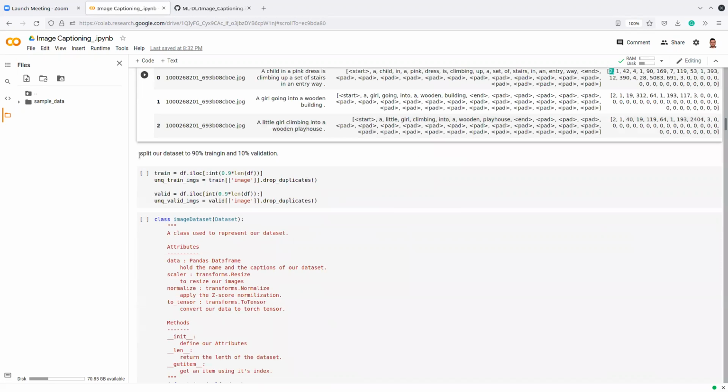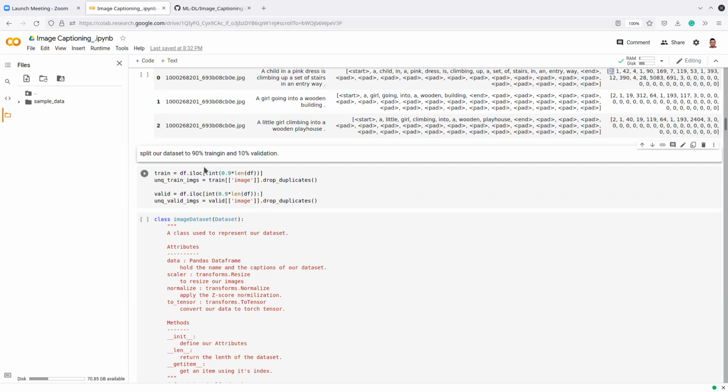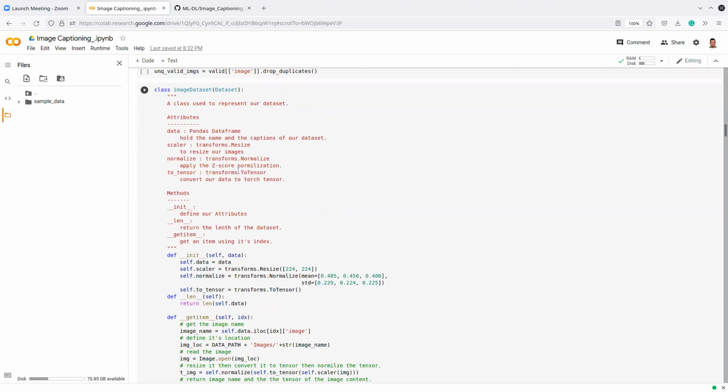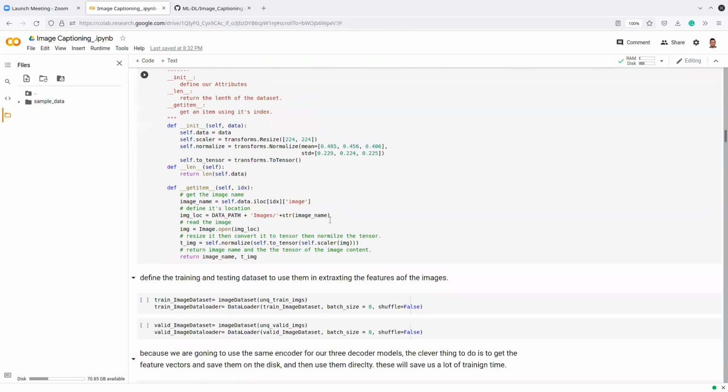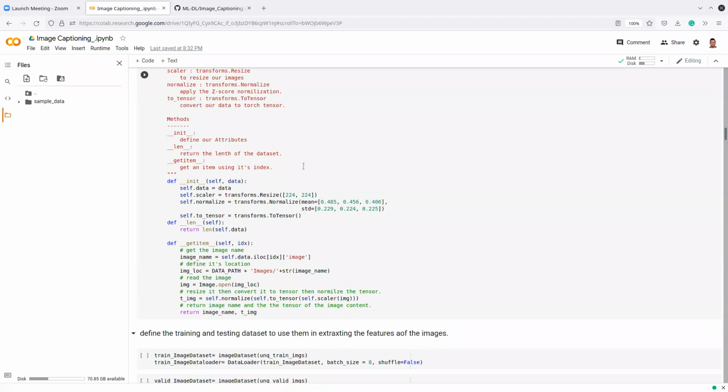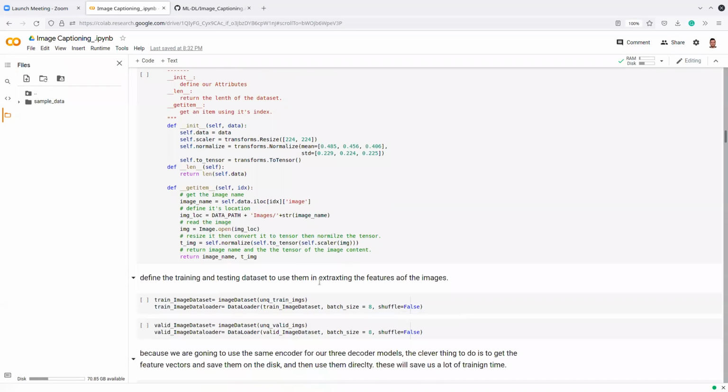We split our data set 90% and 10%. I know that these percentages are not optimal, but because the data set is not large enough, I needed more data to train the models. Also, the models are somehow large, so they need enough data to fit. Here we're defining an image dataset object just to build a data loader, to get our batches and build them.